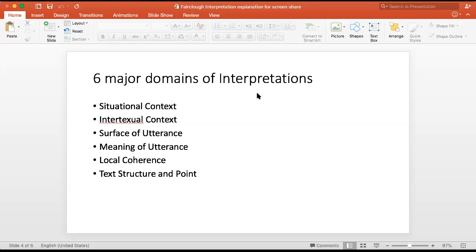As far as local coherence is concerned, local coherence refers to the collocation. Okay, this is the third level of interpretation, and it has to do with the collocation. What is the difference between collocation and connotation?